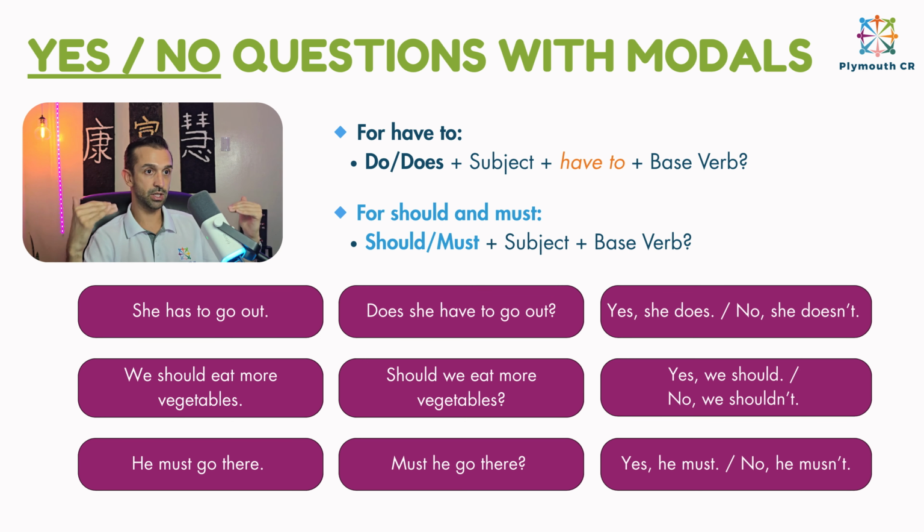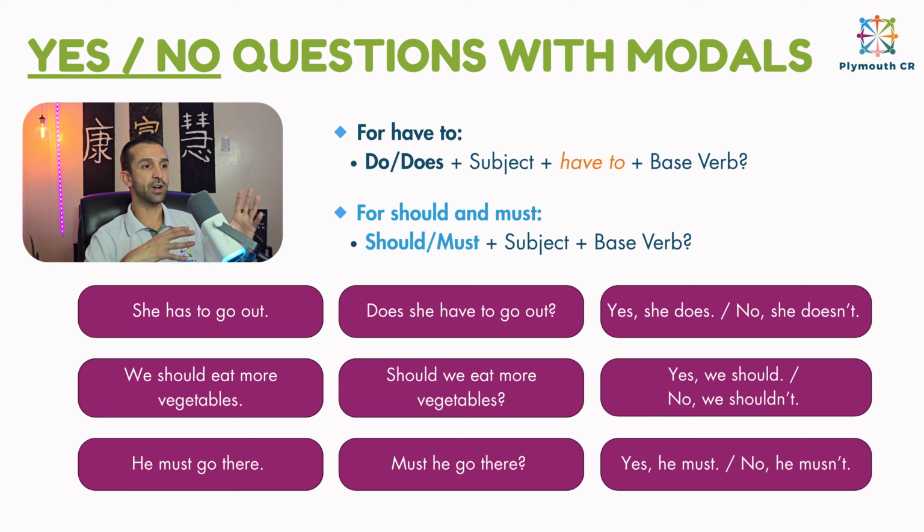So I have the three different examples: the affirmative sentence, and then we change it to a yes/no question. She has to go out. Does she have to go out? What are the possible answers? The possible answers are yes, she does, or no, she doesn't. All right. Remember, we always answer with the modal verb that we're using.